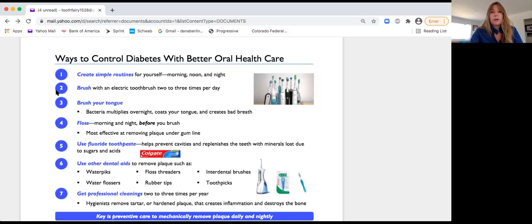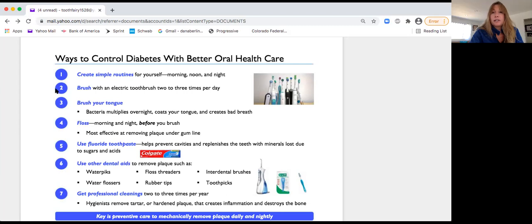Number 2, brush. Brush with an electric toothbrush 2 to 3 times per day. I feel electric brushes are much more effective at removing this plaque, which is what you need to do to keep the inflammation away. Using manual brushes is okay too. You can use them both.